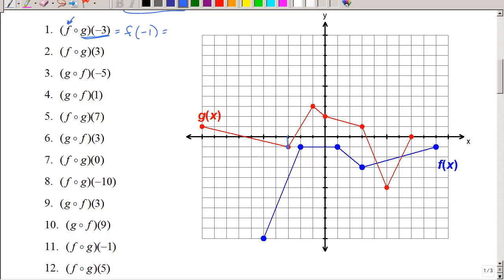So now I want to go to the f function and say, all right, when x is negative 1, what is the y value on the blue one? And it just so happens to also be negative 1.